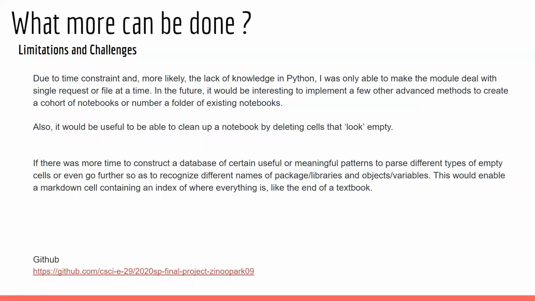So if there was more time to construct a database of certain useful or meaningful patterns to parse different types of empty cells, or even go further so as to recognize different names of packages and libraries and objects and variables. And this would enable a markdown cell containing an index of where everything is, like the end of a textbook.